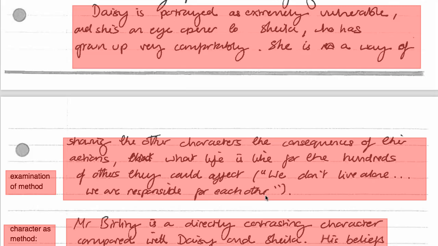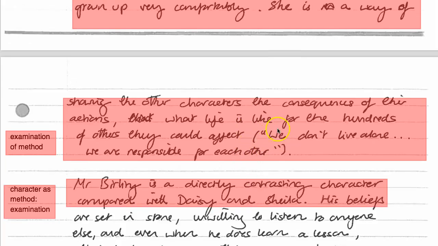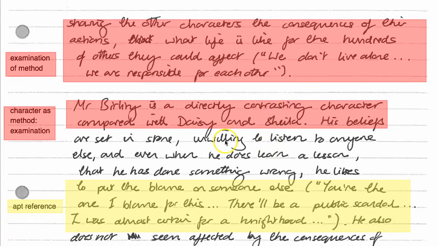That is a quotation, but it's not an apt one, because it doesn't back up the idea that Daisy is a symbol. So it's the wrong quotation to back up the idea, which is why the examiner hasn't highlighted it as an apt one. You don't lose marks for that, but you're not gaining any.